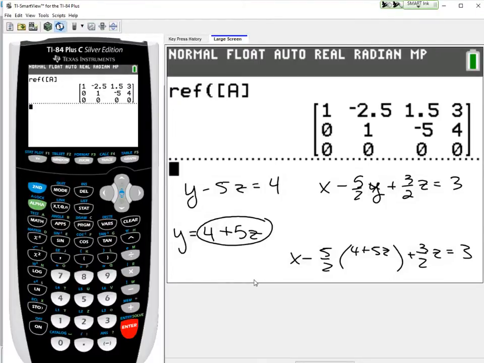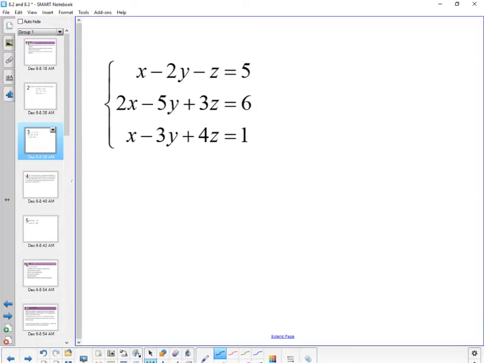Oh my, oh my. Do I need to switch that over to the other one? Possibly. Maybe I should, huh? What is it? X minus 5 halves. I don't know what I want to do. I don't know if I want to go back to decimals or, let's go 5 halves. What was it, 4 plus 5Z? Yeah. 4 plus 5Z plus 3 over 2Z is equal to 3. Yeah. All right. Let's distribute.